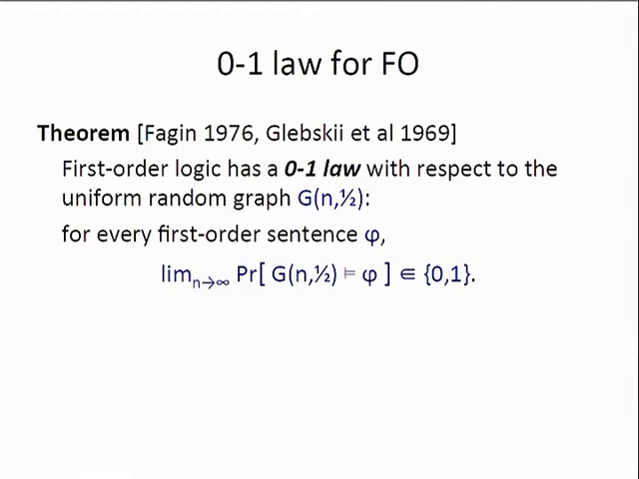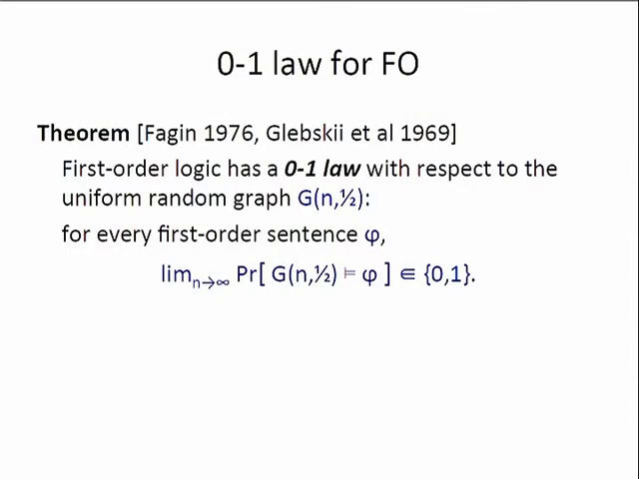Okay, so the classic 0-1 law for first order logic was proved independently by Fagin and also in the Soviet Union. The 0-1 law says that with respect to the uniform random graph G(n,1/2), for every first order sentence phi, the probability that G(n,1/2) satisfies phi tends either to 0 or to 1. So every first order sentence holds asymptotically almost surely, or its negation holds asymptotically almost surely with respect to the random graph. And I'm going to give a proof of this.